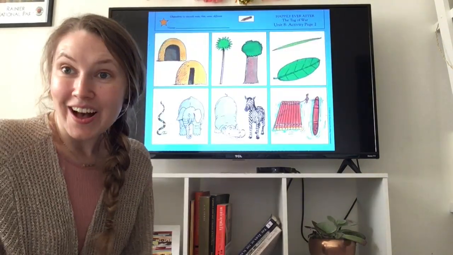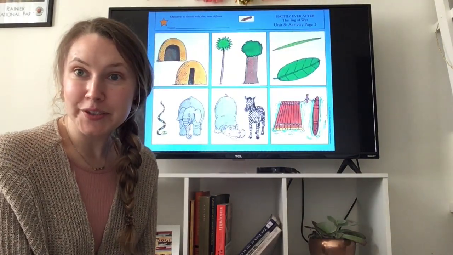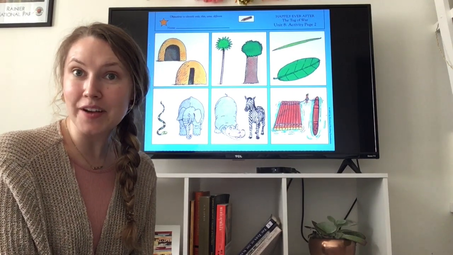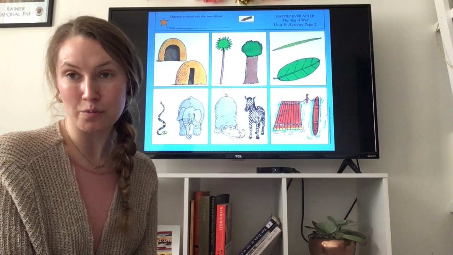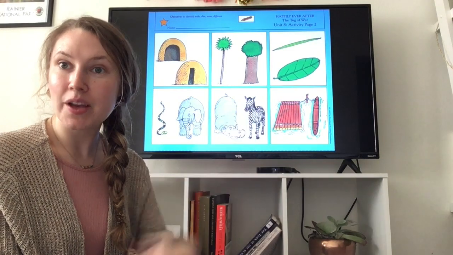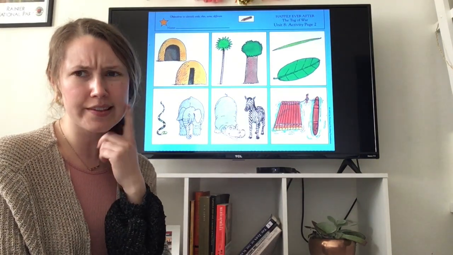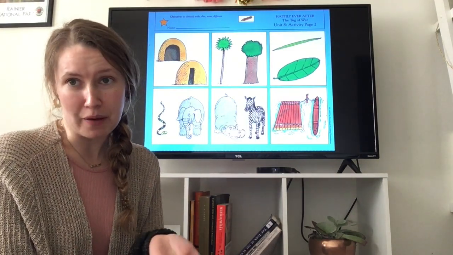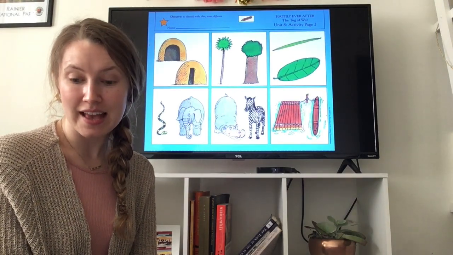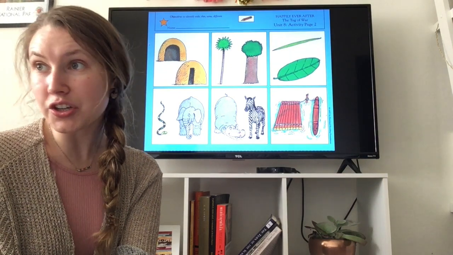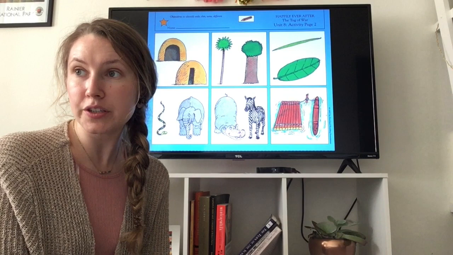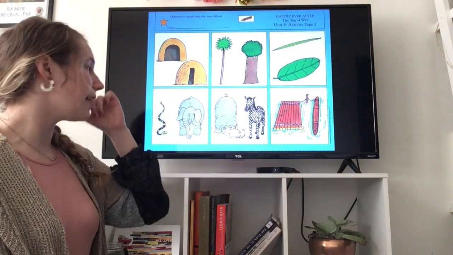Great job, guys. All right, we are on activity page number 2, and remember our objective for this page is to identify same and different and to identify thin and wide. So what we're gonna be looking at is our different pictures here. First, we're gonna think about what's the same about them, and then what's different about them. And then we're going to be looking for all of the wider things, and we are going to be underlining the wider things. Okay, so we're going to begin with our huts here.